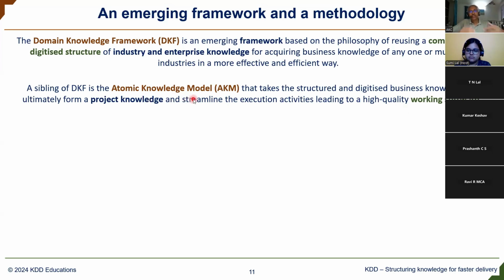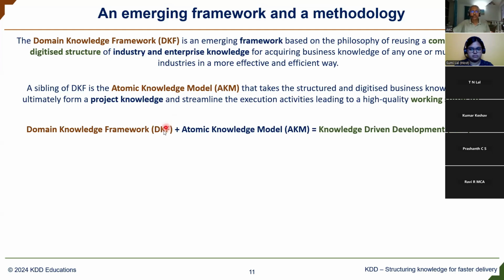Along with this, the sibling of DKF, which I told you earlier, is the atomic knowledge model, or AKM, that takes this knowledge forward. It picks up the portion of the enterprise knowledge for which the project has to be done, what we call project knowledge, and takes it through the whole software development life cycle so that you can build the whole software. Today, we are focused only on DKF, but I will cover at a high level what AKM is. And tomorrow, when we talk again, we will only focus on DKF features. Maybe AKM some other time we will cover.